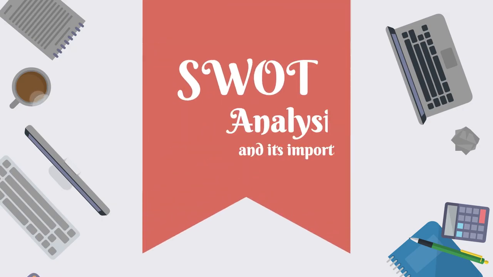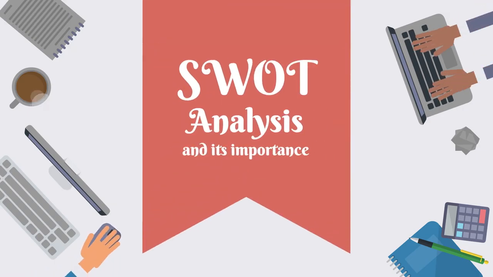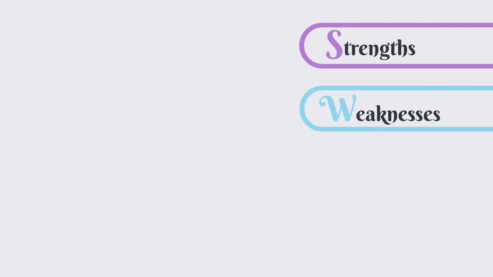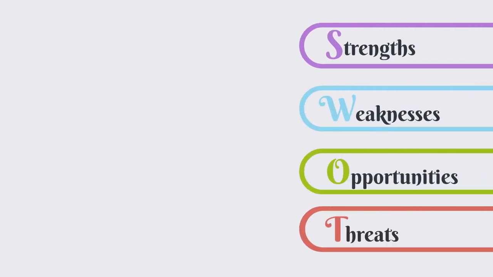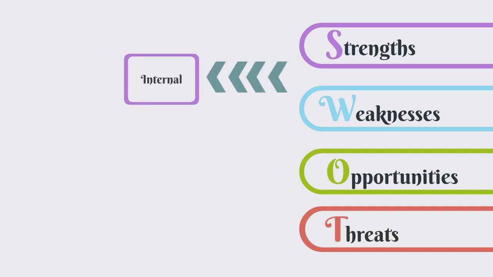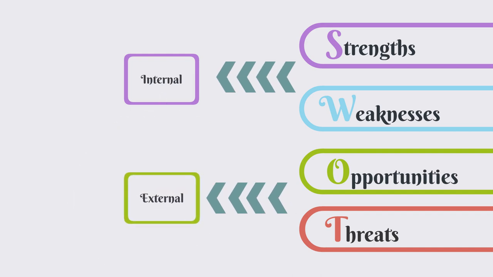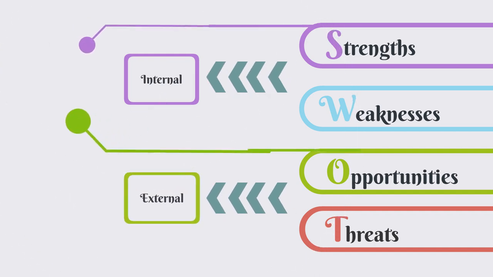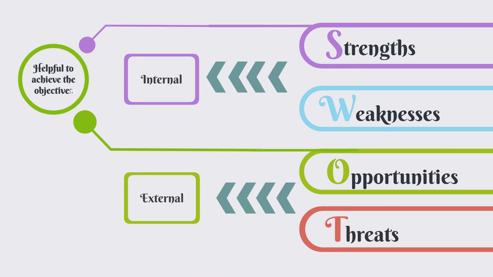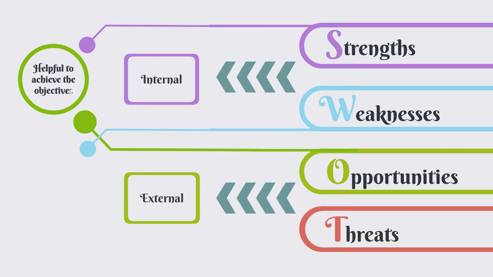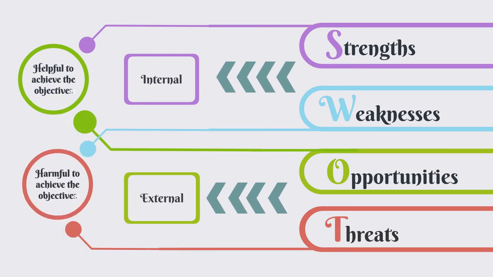SWOT analysis is a key part of any business and strategic plan. SWOT stands for strengths, weaknesses, opportunities, and threats. While strengths and weaknesses are internal origin attributes of the organization, opportunities and threats are external origin attributes of the environment. While strengths and opportunities are helpful to achieve the objectives, weaknesses and threats are harmful to achieve the objectives.